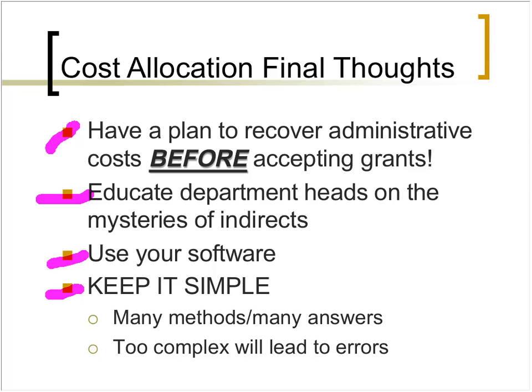Too many methods, there's many methods and many answers. There's no one correct answer to cost allocation. The more complexity that you add to the project, the more you will have options and chances of making errors. This is a prime example for keeping it as simple as possible.